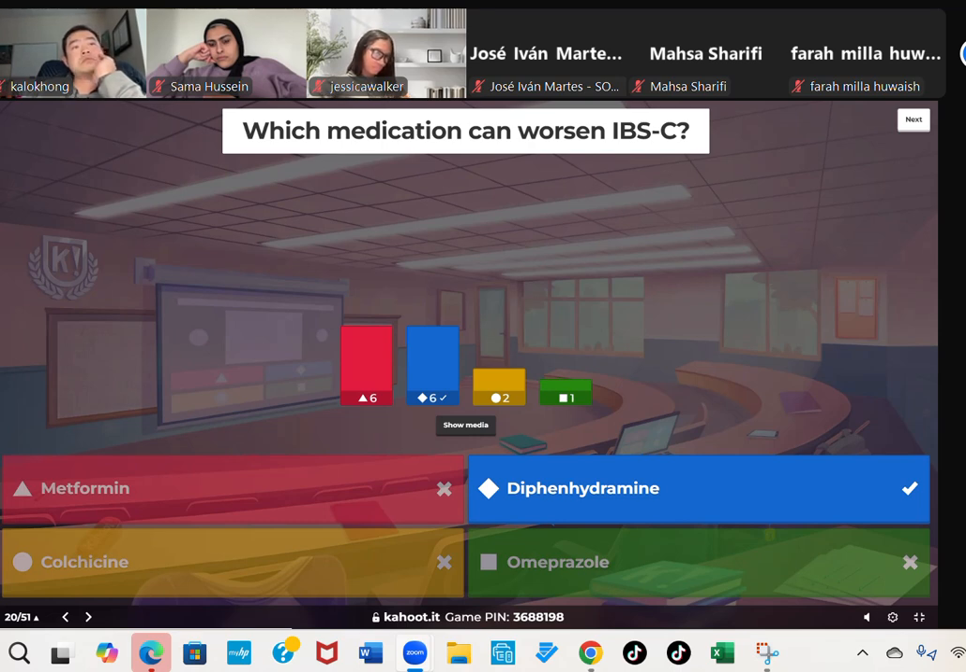Colchicine. What's the side effect with colchicine that you're to remember? Diarrhea too. All right, so it's not going to worsen IBS-C. It's going to help it. Omeprazole can cause diarrhea if it causes C. diff and they're on it long term, but that's not what the question is asking.